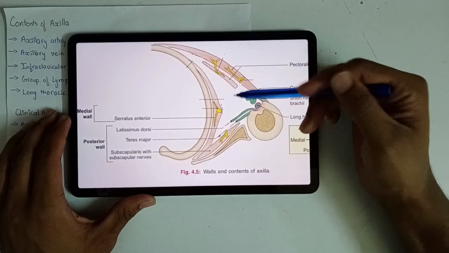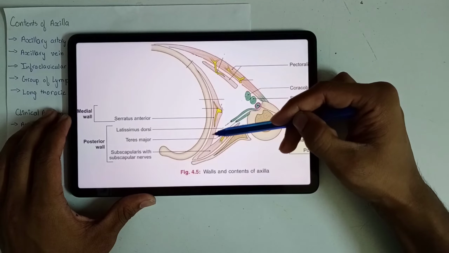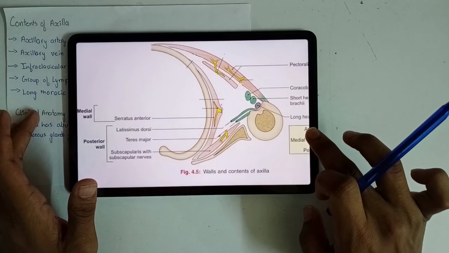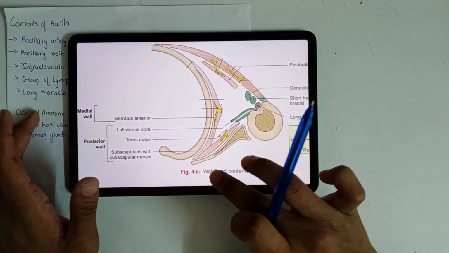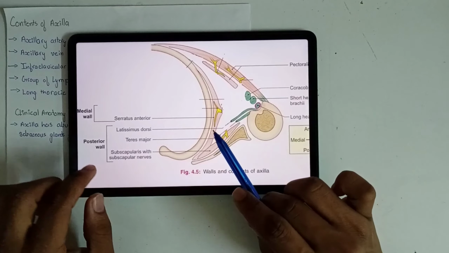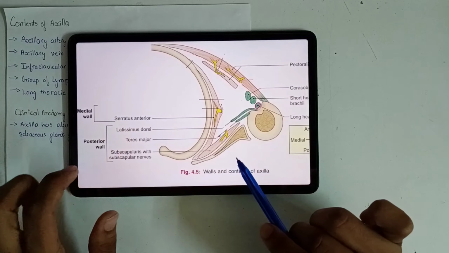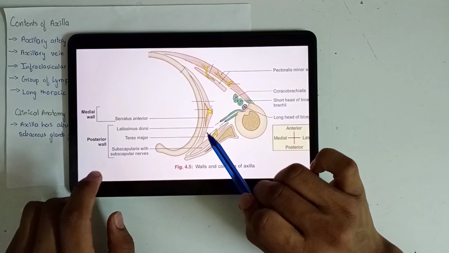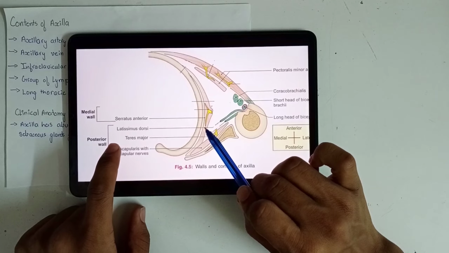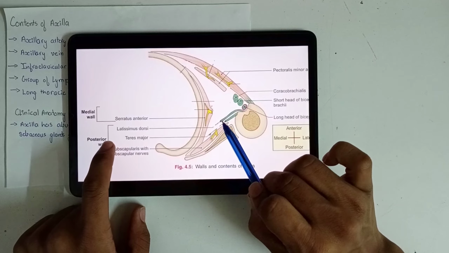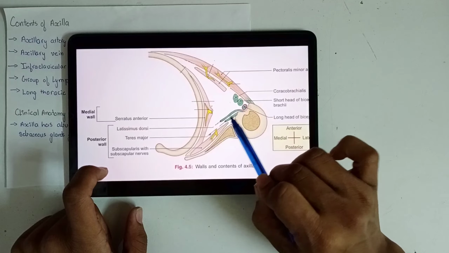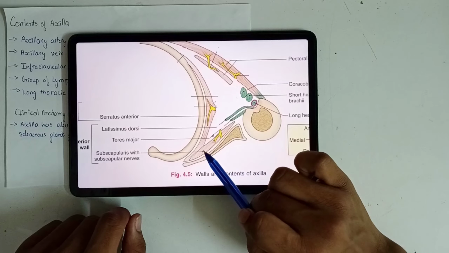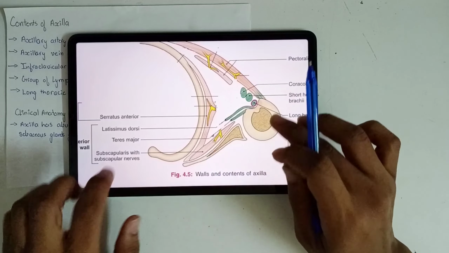The medial wall is formed by serratus anterior. This is medial, this is lateral, this is anterior and this is posterior. The medial wall is formed by serratus anterior. And the posterior wall, here it is latissimus dorsi. This is the latissimus dorsi muscle. This is the teres major muscle and this is the subscapularis muscle.